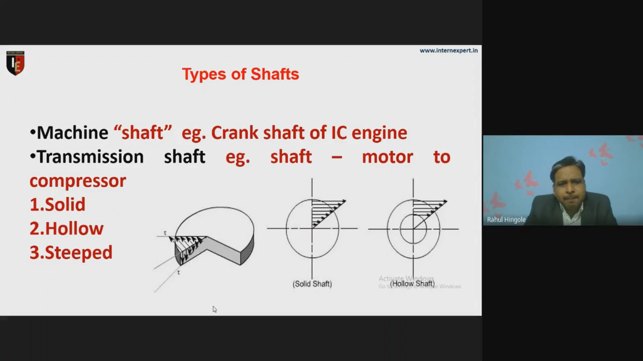A simple example is there, complete this one. See here, types of shaft: machine shaft, transmission shaft, and these three types. If you have completed, then we'll move to the next part. Hardly a minute is required. And if somebody is interested in drawing the figure, a simple circle for a solid shaft like this, and this hollow shaft, please draw the figure also, so that there will be a better understanding about the shaft.